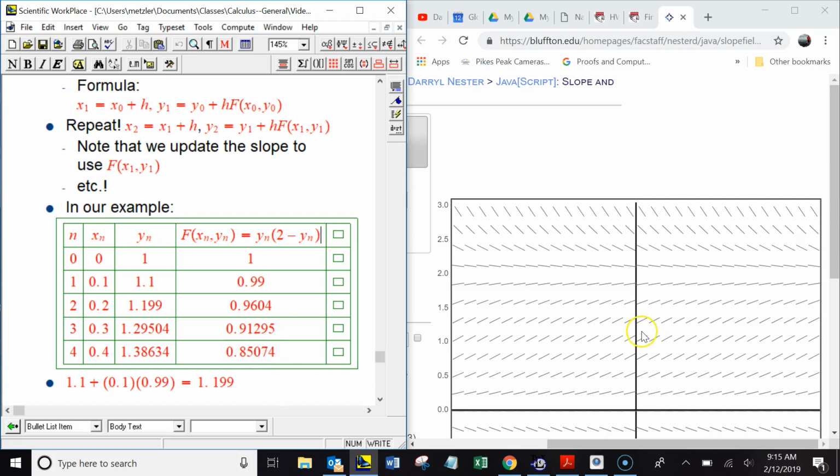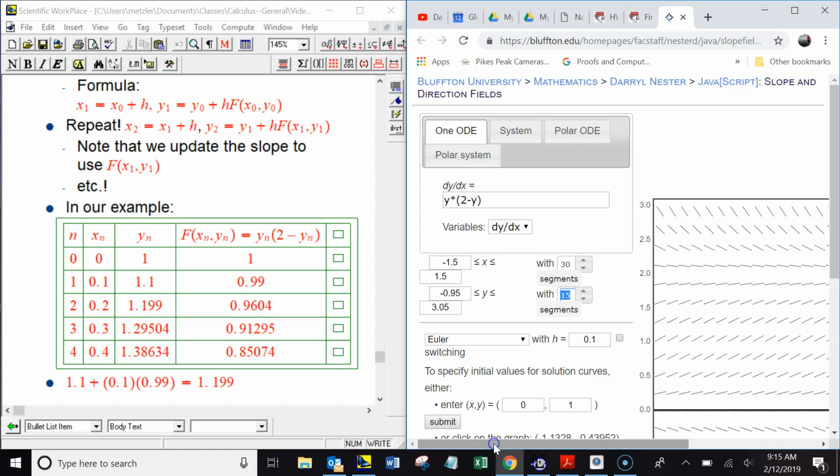So if I actually do this, I have this set up for this particular applet. You can choose whatever method. I've chosen Euler, which is never what you would choose in real life. To get an exact answer, you'd use one of the more sophisticated methods. But I'm using Euler. I'm using 0.1. Again, you'd use something smaller with modern computers. You can use a lot smaller, but just to get the idea.